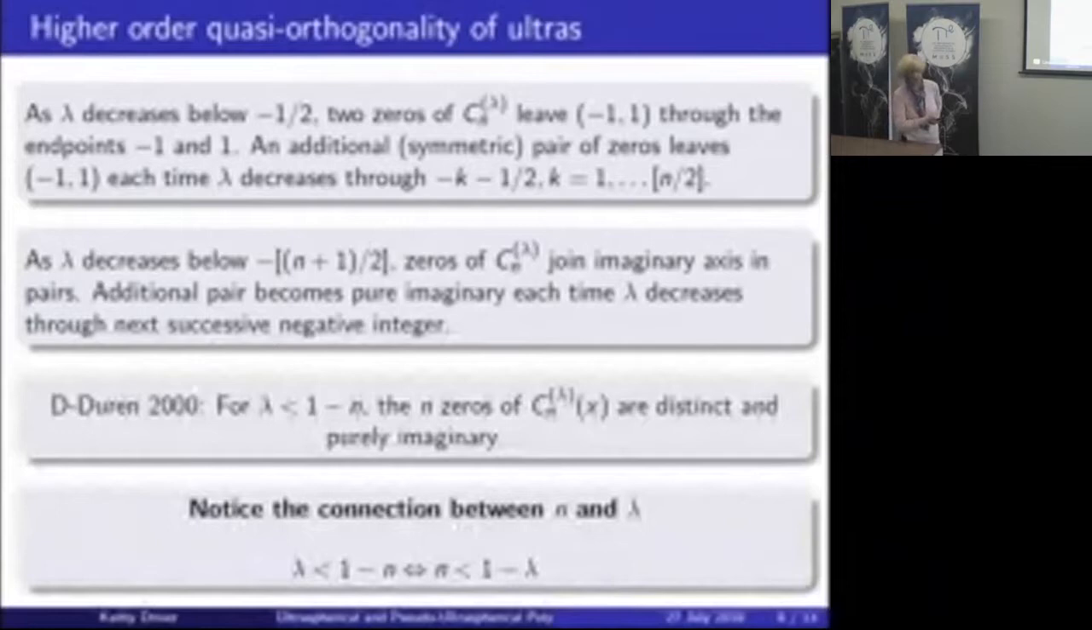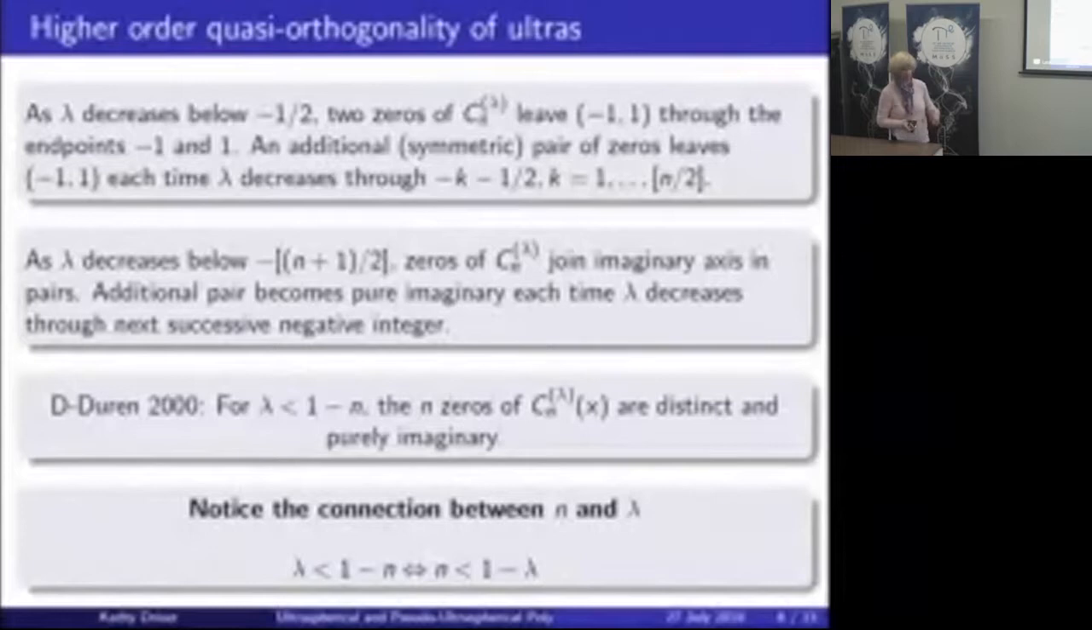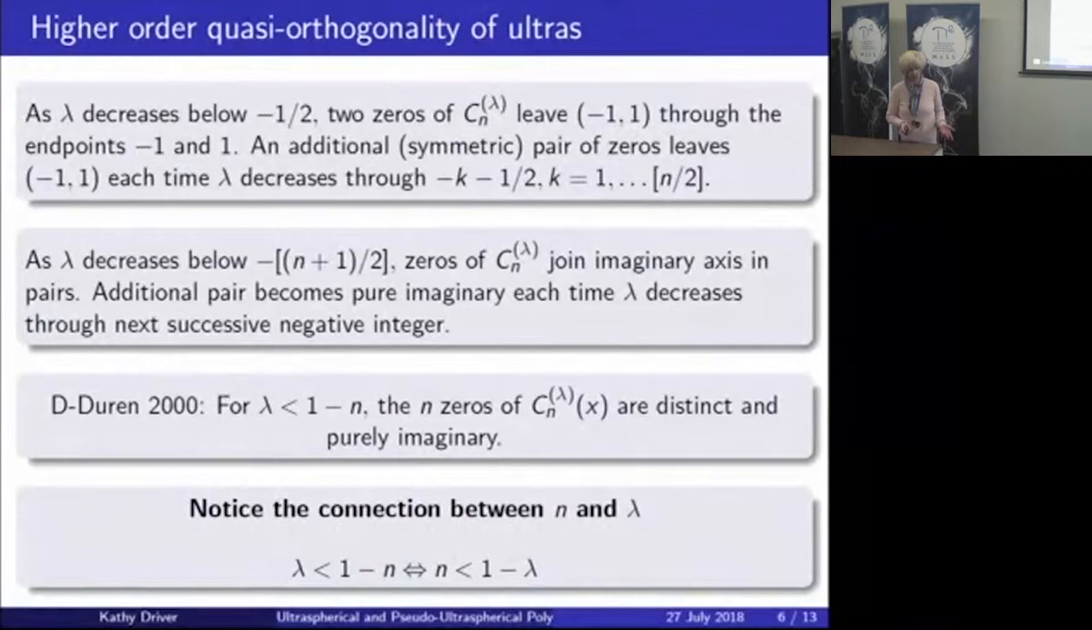And using 2F1 hypergeometric functions, about which Manfred and I wrote some nice papers on the zeros as well, with Peter Dunham in 2000, we proved that once lambda becomes sufficiently small, all of the zeros of C_n^lambda are purely imaginary. They all lie on the imaginary axis. So now I've got a new orthogonal sequence, C_n^lambda(ix), provided lambda is less than minus n.